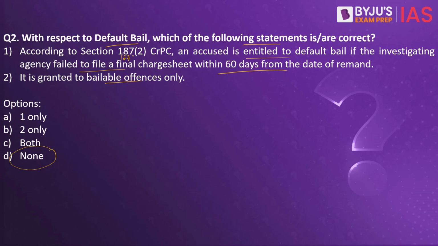What is this default bail? When it comes to bail, there are three types of bail. One is what is called the regulatory bail. Second is what is called the anticipatory bail. Third is the default bail.